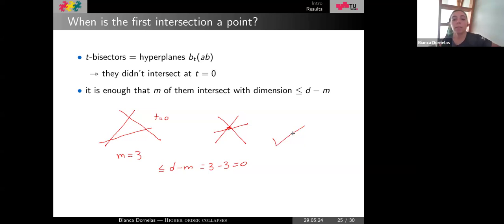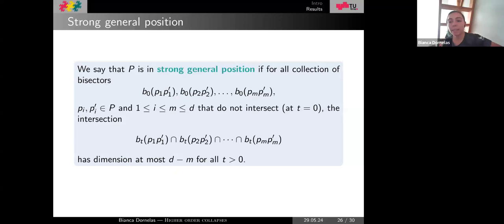And so we saw, okay, this condition is sufficient. And then we gave a name for this condition. So we said that a set of sites is in a strong general position if for any collection of bisectors that do not intersect at time 0, so remember here we have the parameter of the time, and they do not intersect, then once they intersect at some time greater than 0, then their dimension is at most d minus m.